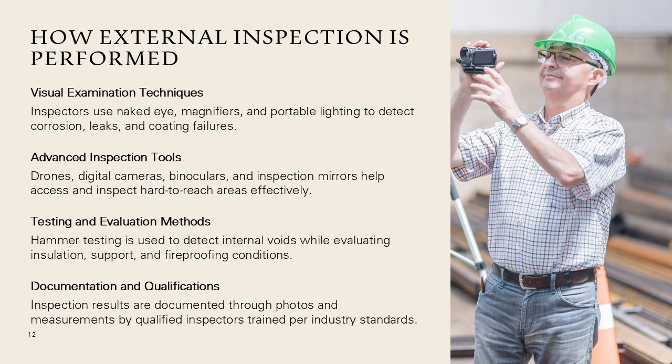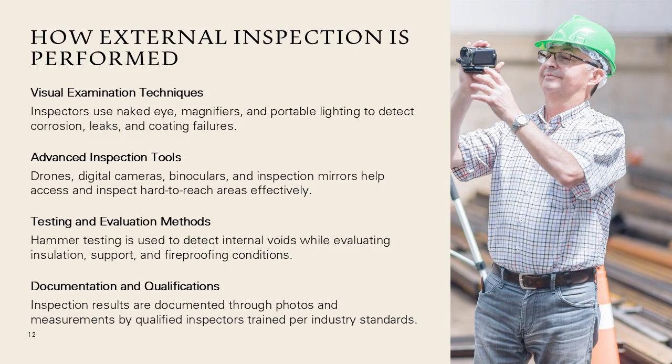This slide explains the practical steps and methods used to conduct external inspections. Inspectors typically begin with visual examination using the naked eye or magnifiers, observing for discoloration, corrosion, leaks, bulging, vibration marks, or coating failure. Additional tools often employed include digital cameras, drones, binoculars, portable lighting, and inspection mirrors to access hard-to-reach areas. Hammer testing may be performed on structural components to identify delamination or internal voids.